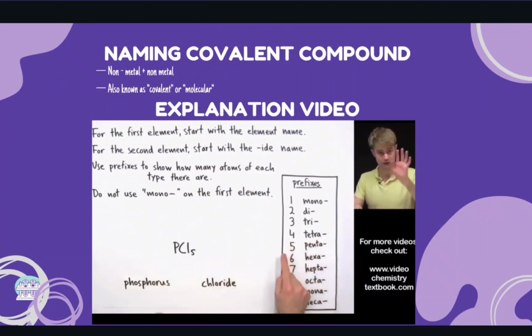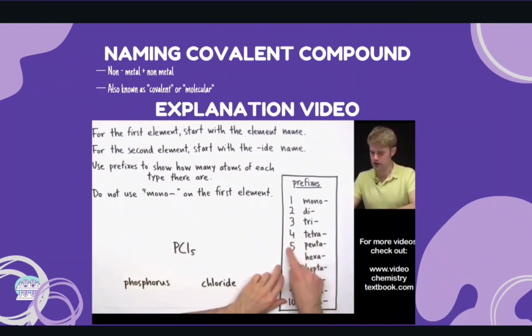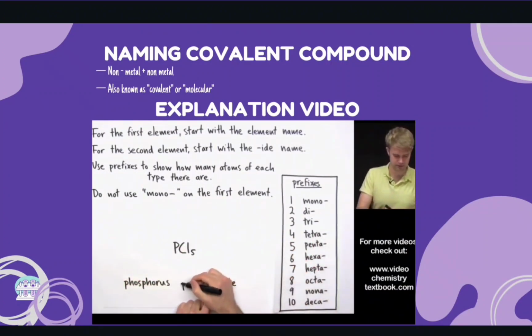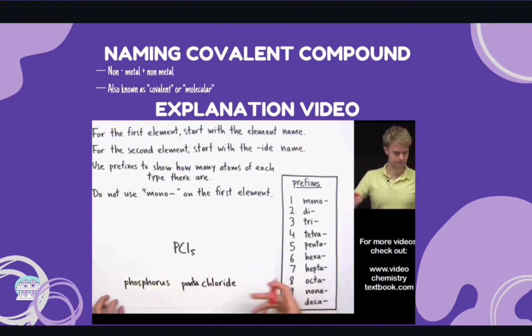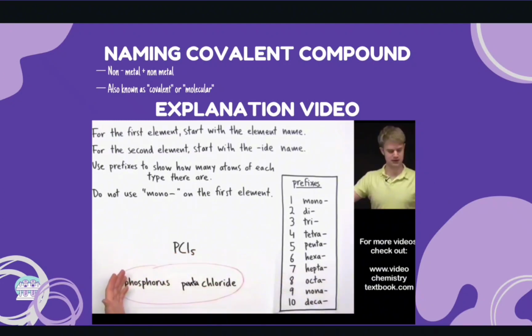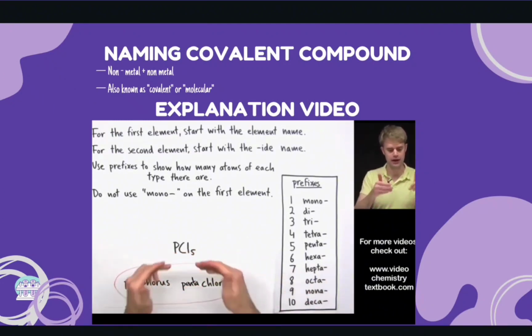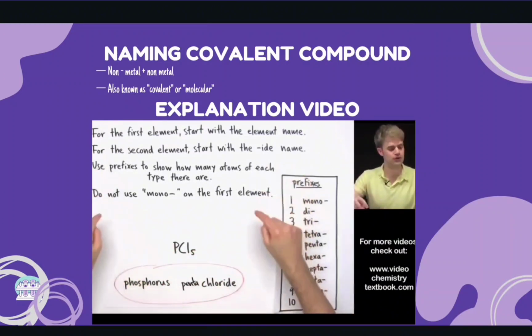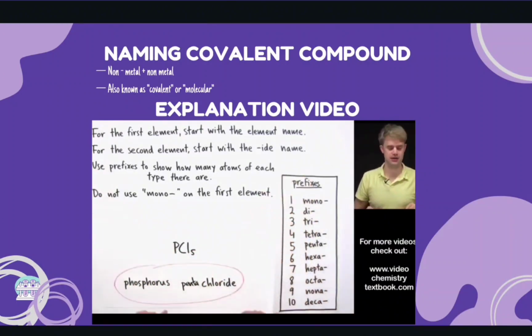And chlorine, we have 5 of those. So we're going to use penta here as the prefix. So it's going to be pentachloride. And phosphorus pentachloride, not monophosphorus pentachloride, just phosphorus pentachloride is how we name this. Now there's one more step that we're going to add. I'm going to talk about that next.